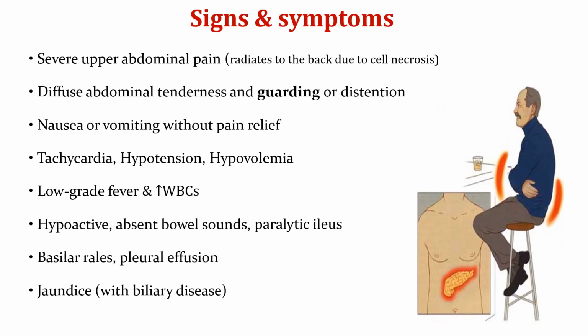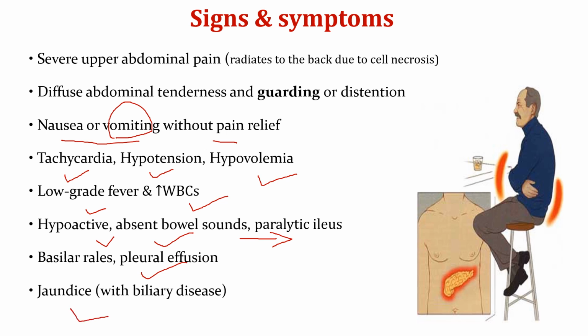Regarding the most common signs and symptoms for patients with acute pancreatitis: severe upper abdominal pain, mainly radiating to the back due to cell necrosis, and diffuse abdominal tenderness, including guarding or abdominal distension, in addition to nausea and vomiting without pain relief. Hemodynamic involvement includes tachycardia, hypotension, and hypovolemia due to massive vomiting, along with low-grade fever, increased white blood cell count, hypoactive or absent bowel sounds, and possibly paralytic ileus. Basilar rales and pleural effusion may develop due to edema. Finally, the patients may develop jaundice in case of biliary disease.